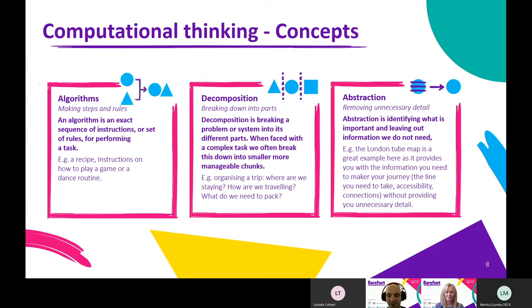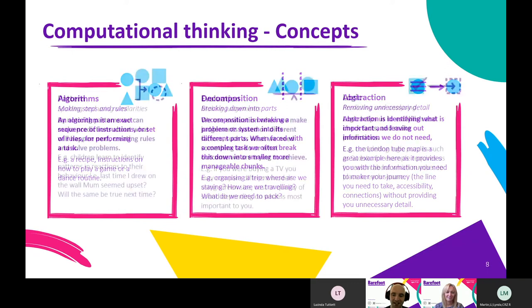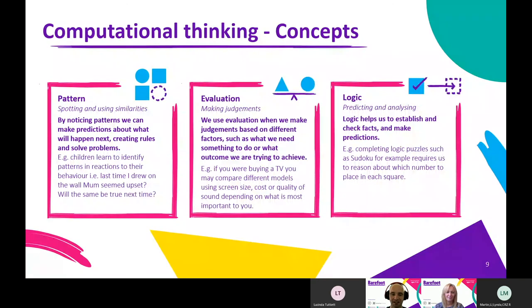We have abstraction. We are identifying what's important and what we can perhaps leave out. And this helps us determine how specific we should be when giving instructions. So if we were having an algorithm to program a jam sandwich robot, how far might you move that arm, for example? And one of the classic examples of abstraction is the London Tube Map, which takes away a lot of the stuff you perhaps don't need to know.